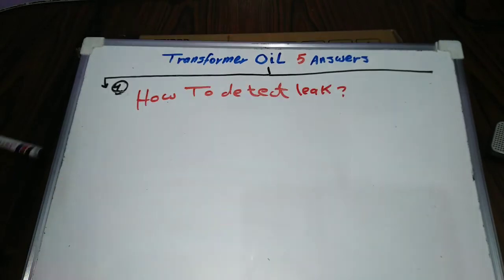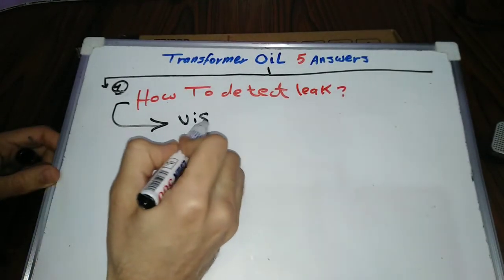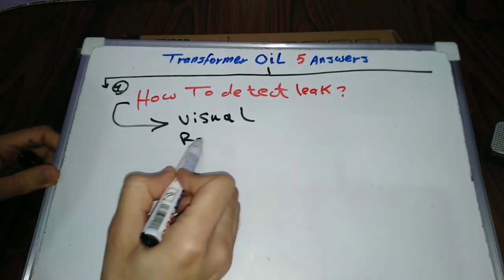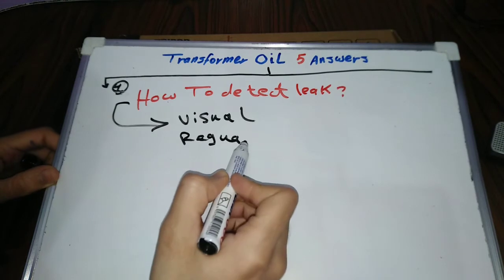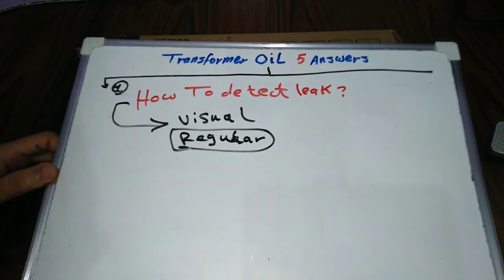Question number 5. How to detect transformer oil leak? Visual inspection is the way to detect the oil leakage. It's that easy. Visually check the transformer body. If you find it oily, check the oil source. Make sure the oil leakage is not old, and it's still happening.